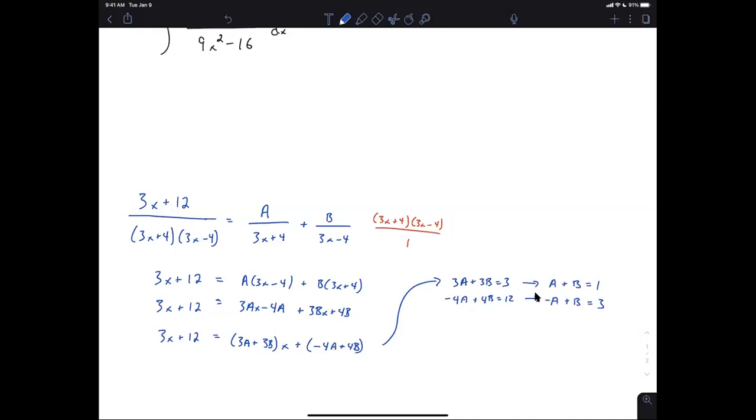And now if I add those, the A's cancel out. And I get 2B equals 4. So B is 2. And now I can go back and get A plus B is 1. And then A plus 2 is 1. So then A is negative 1 in that case. Does that make sense to everybody?